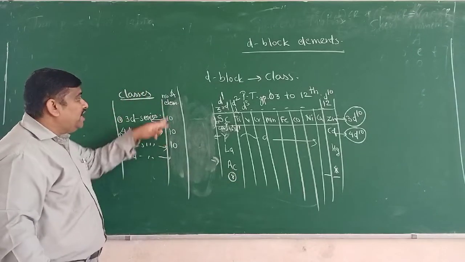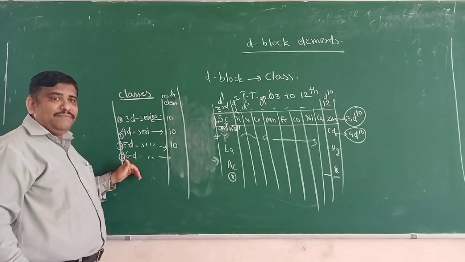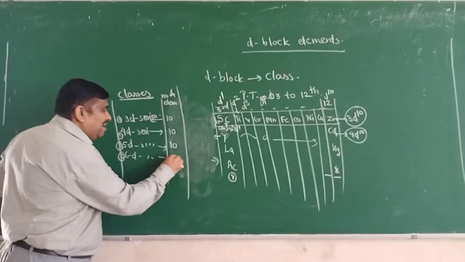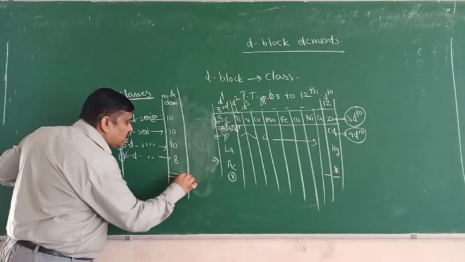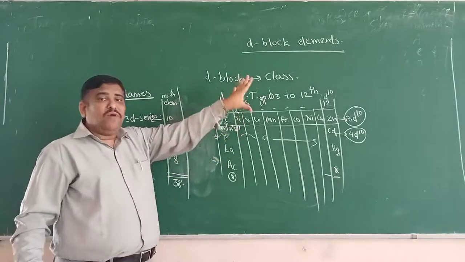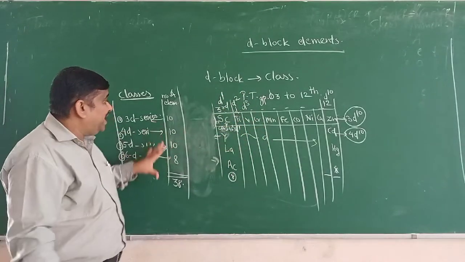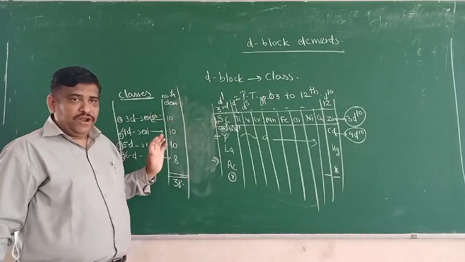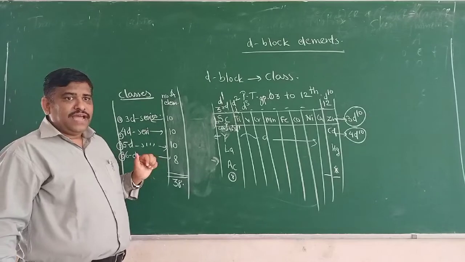So in 3d, 4d, 5d all 10 elements are placed. But in the last 6d series, in that 7th period you have only 8 elements. Likewise 10, 10, 10 and 8 together you are going to get 38 elements. In d block elements, in the modern periodic table, 38 elements are placed in the 3rd group to 12th group in the periodic table. So this is the position of the d block elements.